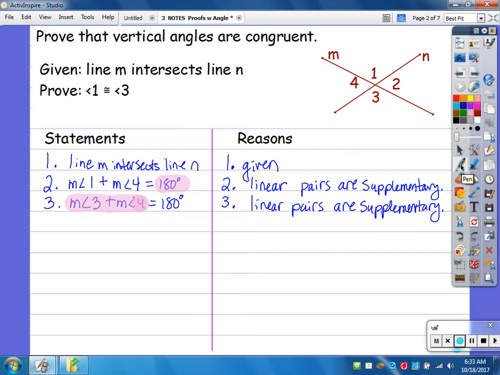So I can make my next statement: the measure of angle 1 plus the measure of angle 4 equals, and now I'm replacing 180 with the measure of angle 3 plus the measure of angle 4. All right, and I can do that because I know this is equal to 180 degrees. So my reason is substitution.